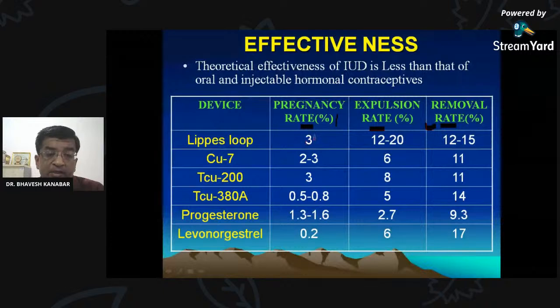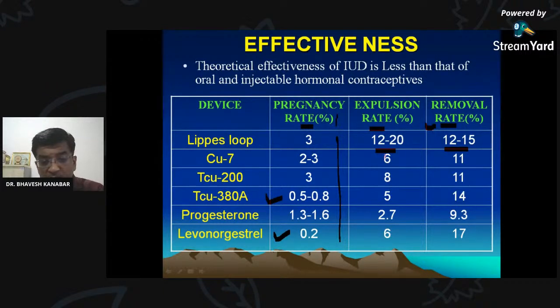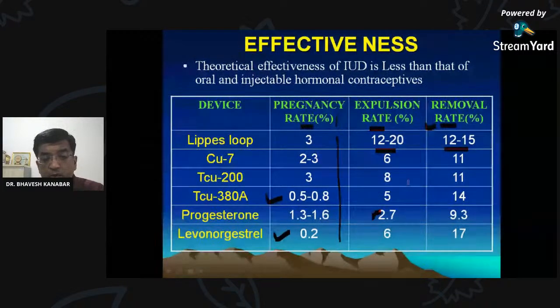So in lip slope, it is 3%. Expulsion rate is highest among all the devices. Expulsion rate in lip slope is highest. You can see 12 to 20%, and the removal rate is also highest. And you can see the lowest pregnancy rate is with the levonorgestrel containing device, only 0.2%, followed by CUT-380A, that is 0.5 to 0.8%. Lowest expulsion rate is with the progesterone containing device, that is progestasert. And the lowest removal rate is also with the same progesterone containing device, progestasert.